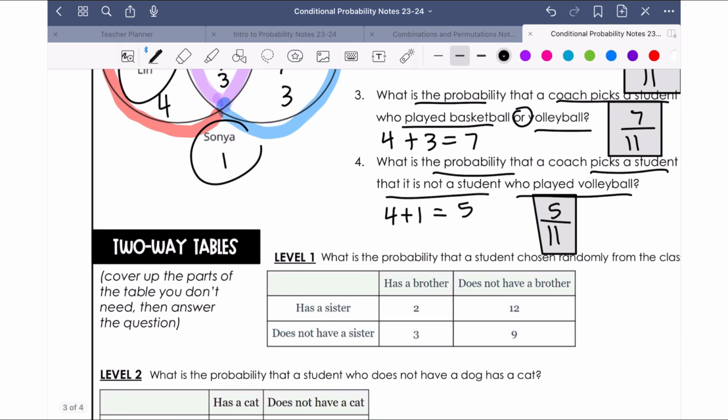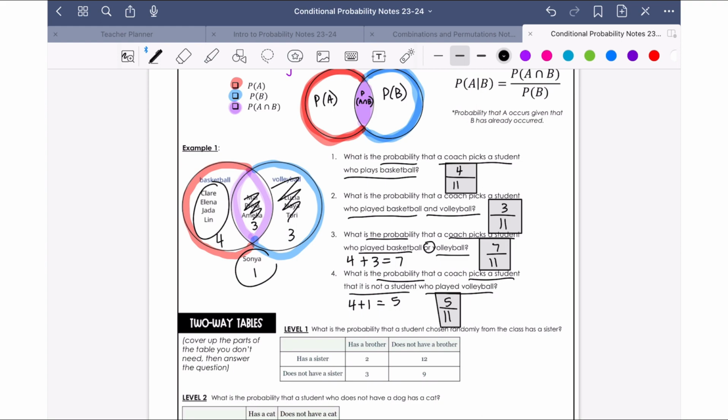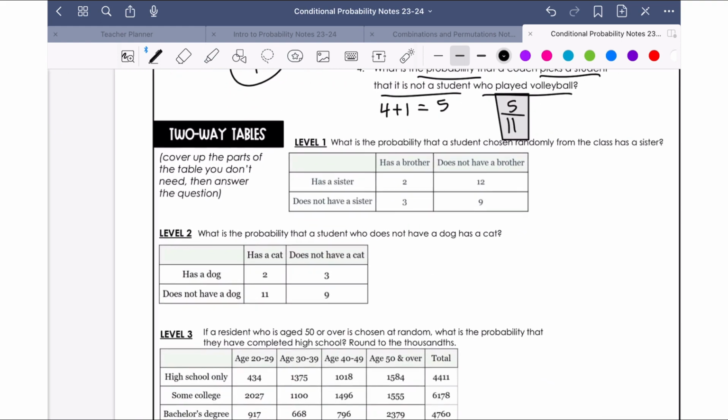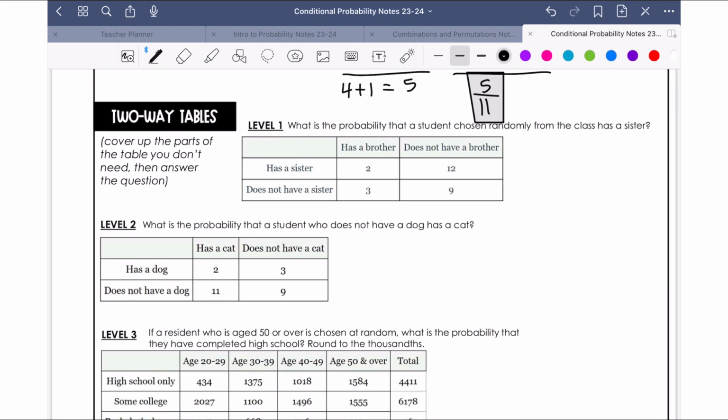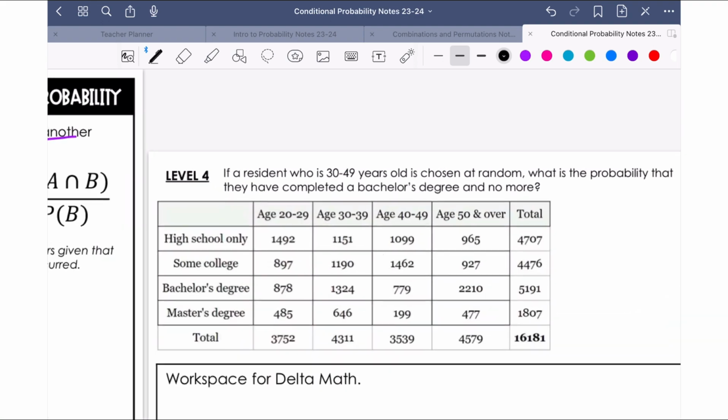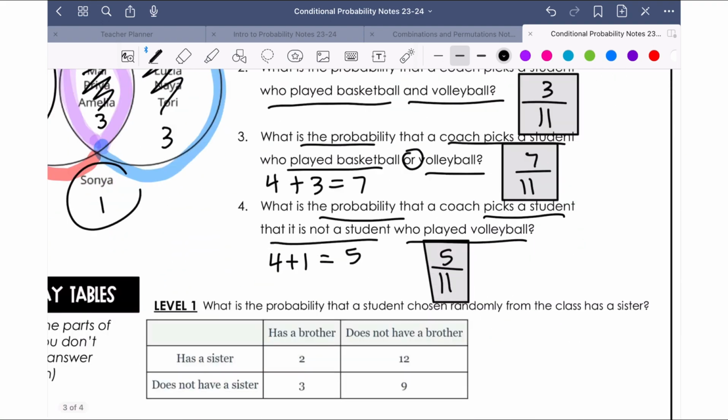All right. So that was a Venn diagram. Let's move on to two-way tables. These are the ones that you're going to have on your test. And there's 4 levels that we're going to look at: level 1, level 2, level 3, and level 4 on the back. So starting with level 1.